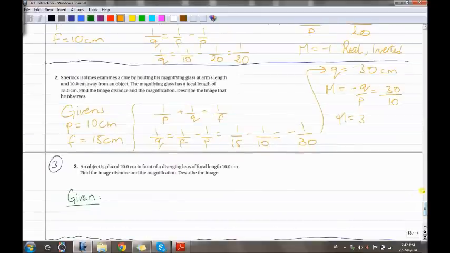So here the image is, as you can see, more than 1. So it is virtual and upright. So let's just say m equals 3.